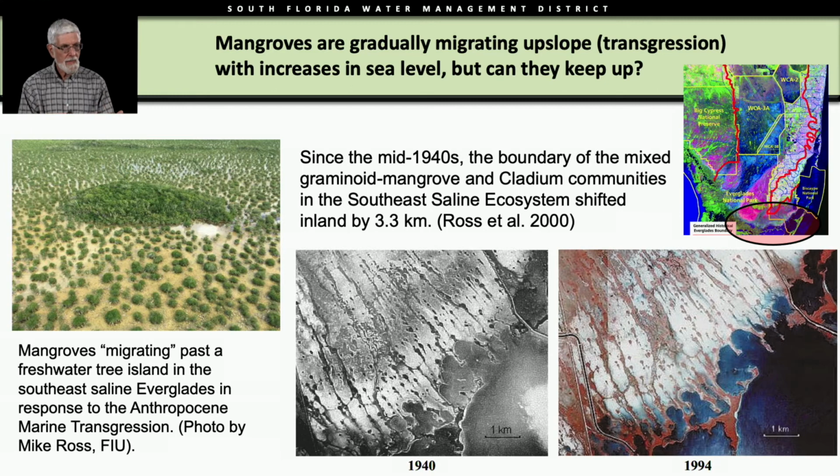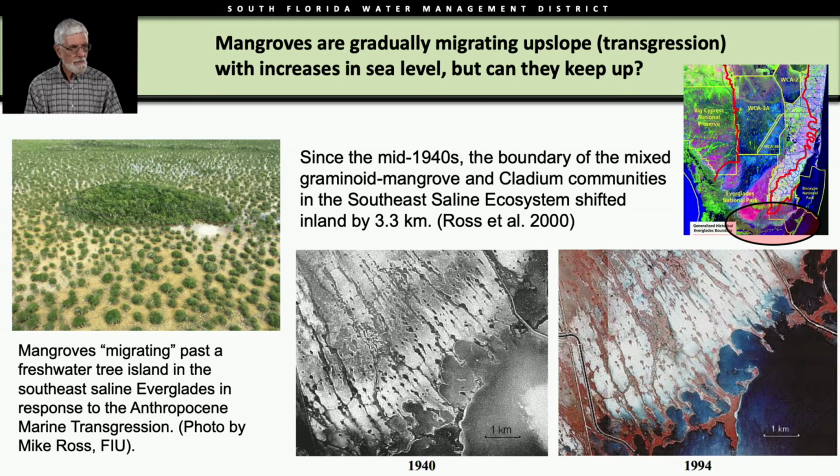So this peat collapse is related to transgression. Mangroves are gradually migrating upslope with increases in sea level, but can they keep up is the question. Well, if we look at the southeast saline ecosystem, where we have the scrub mangroves migrating up, we can see to what extent by comparing this 1940 white zone, which is a scrub mangrove zone, compared to 1994, we see that 3.3 kilometers have migrated inland.